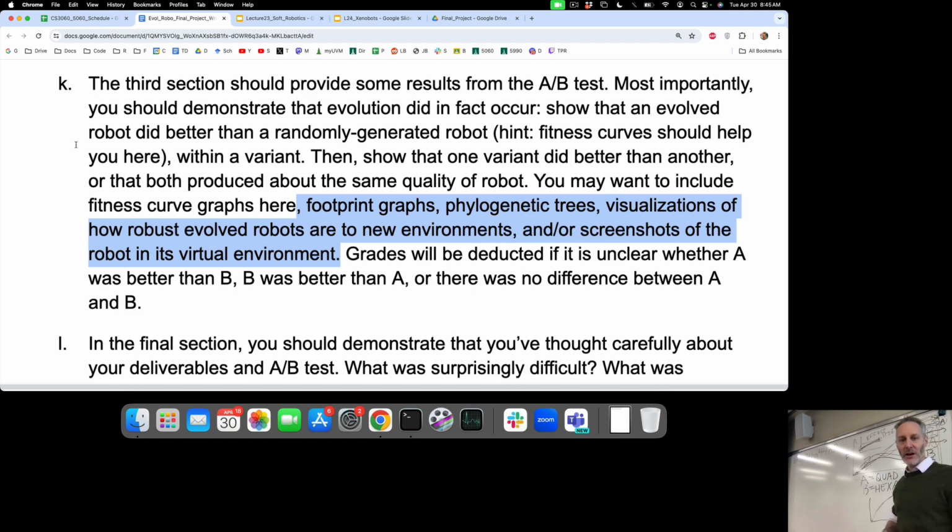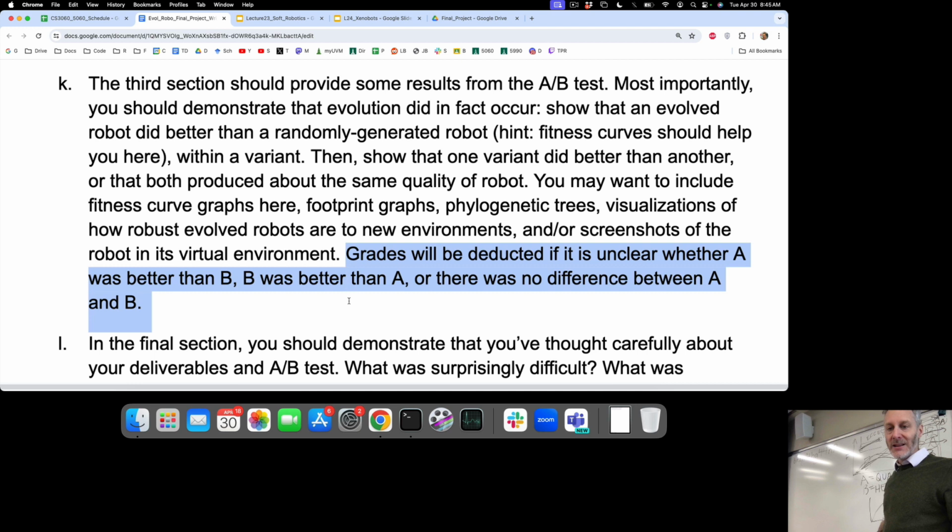Okay, like I said, grades will be deducted if it's unclear whether A was better than B, B was better than A, or there was no difference between A and B. I'm sorry, I realize I'm being repetitive here. We don't want you to try and get the quadruped to do better than the hexapod. That's not the game we're playing here. You're trying to reduce the chance that you're going to end up with uncertainty at the end. I don't know.